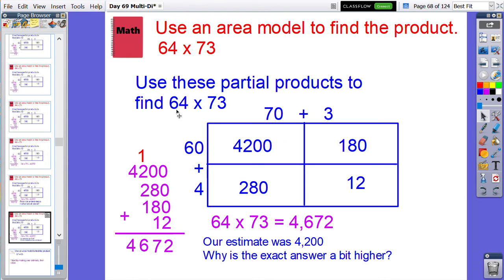Well, look at the numbers, 64 and 73. We rounded both of those down. So 64 became 60 and 73 became 70. So it makes sense that our answer is actually a little bit bigger than our estimate.